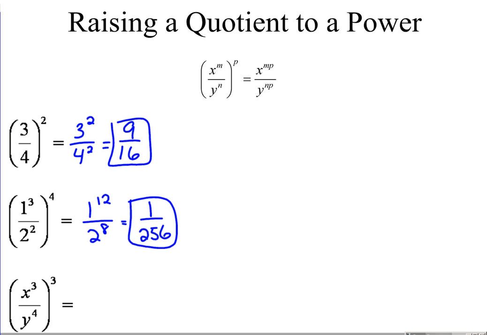X cubed over y to the 4th, all to the 3rd. We get x to the 9th power over y to the 12th power. Nothing else we can do to simplify there, so that's all we can go do in that problem.